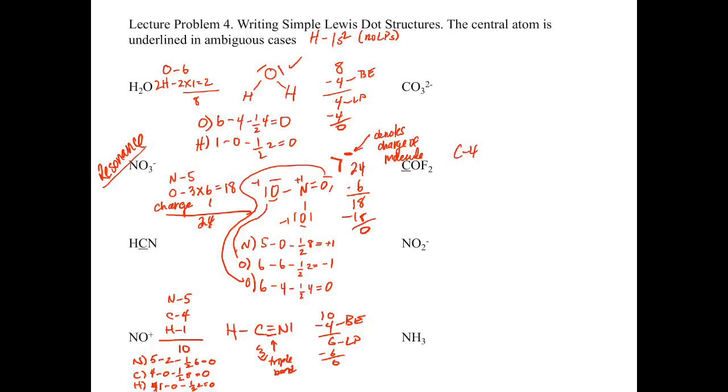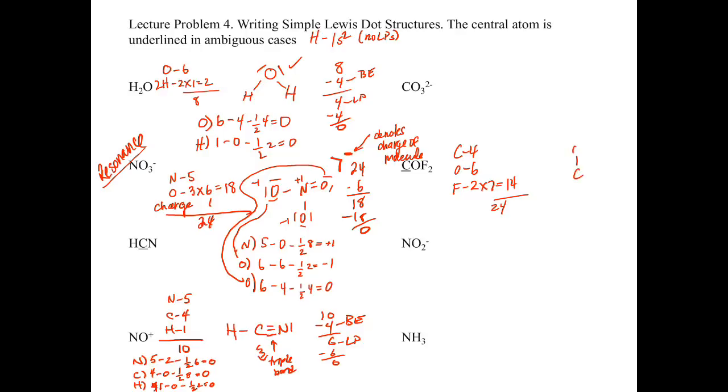So in this case, our carbon's bringing 4 electrons to the party. Oxygen is bringing 6 electrons. We have 2 fluorines, so each one of these brings 7 electrons, times 2 is going to equal 14. So this is going to give us a grand total of 24 electrons.